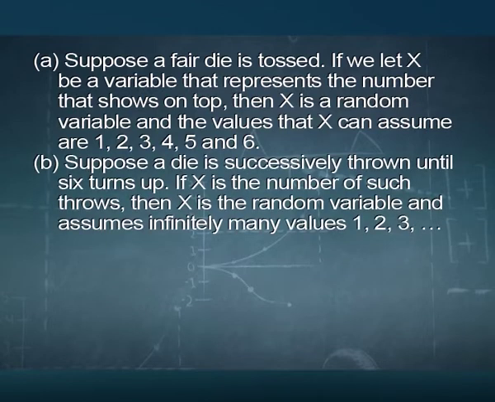Second example, suppose a die is successively thrown until 6 turns up. Now in this case, if X is the number of such throws, then X is a random variable and assumes infinitely many values, like it can take 1, 2, 3 and so on.